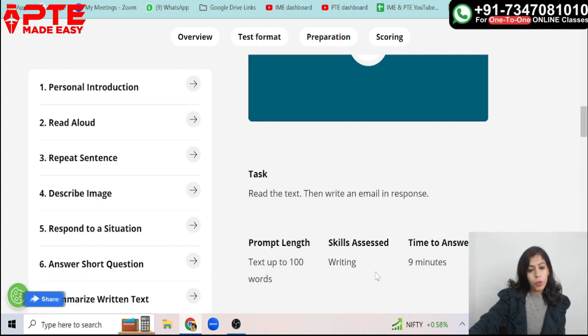You get 9 minutes to answer this question, text up to 100 words. In this they are going to assess your writing module. Read the text, then write an email in response. So you just have to write an email.